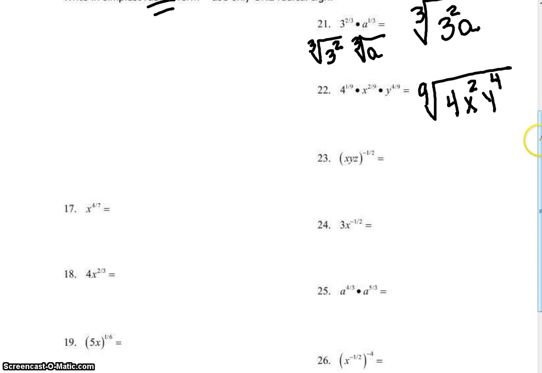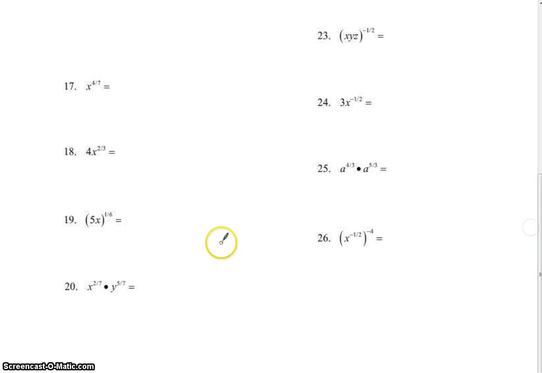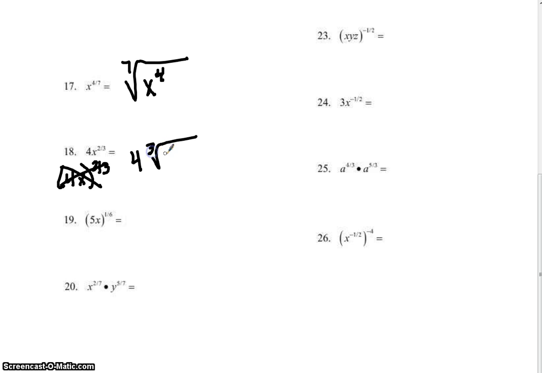Let's skip over here and do these smaller numbered ones because they're going to be a little easier. And then we'll come back and get those negatives. X to the 4/7 is the 7th root of x to the 4th. 4x to the 2/3. Okay, the only thing that 2/3 is with is x, because the 4 is not holding anything. For the 4 to be included, it would have to be written 4x in parentheses to the 2/3. That's the only way your 4 gets affected by the 2/3, but it's not written that way. So we have a 4 on the outside, then we have a cubed root of x squared. It's very important that you write what the root is and that you write it really small so that it doesn't look like a coefficient out front.